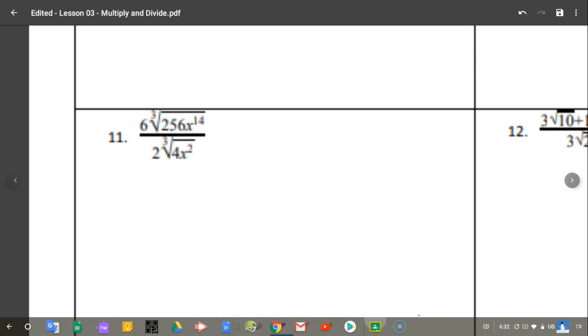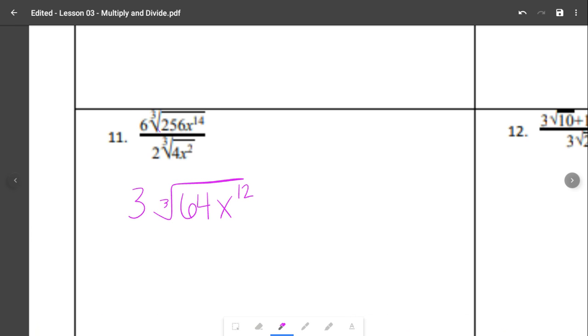Okay, number 11, I did the dividing already. Outside, 6 divided by 2 gave me 3. Inside, 256 divided by 4 gave me the 64 that you see there. And then x to the 14th divided by x squared. Again, keep the base, subtract the exponents. 14 minus 2, you get 12.